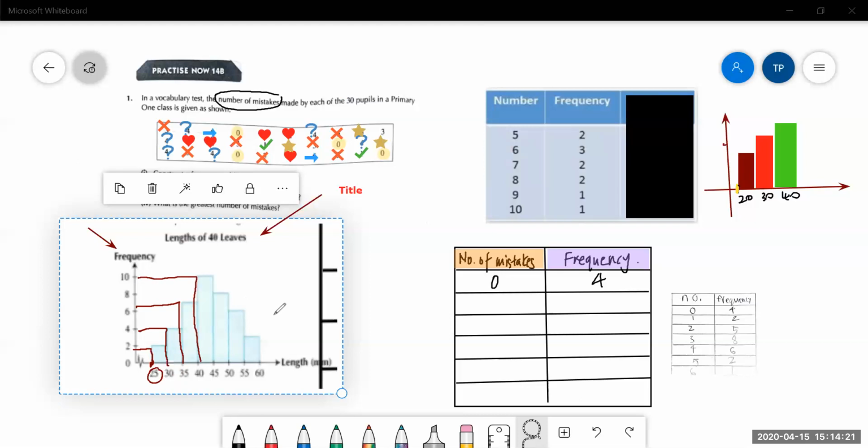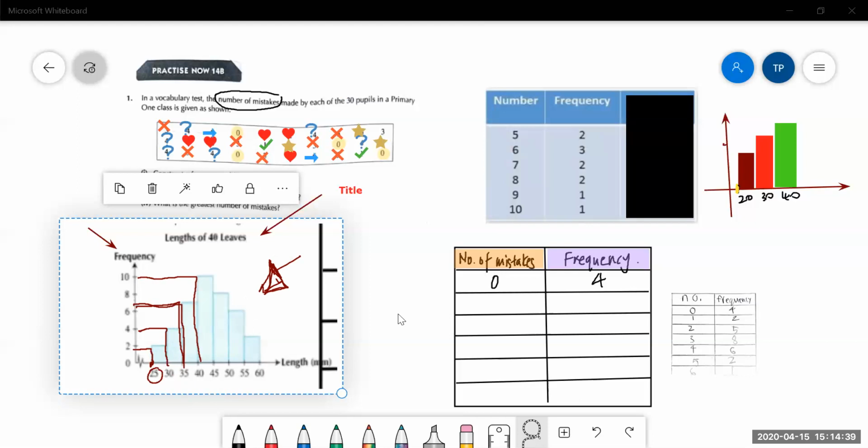Get it? So you can label like how your textbook labels. But you have to make sure that above the 35, when you draw a line up, it will get to the frequency that you have calculated.